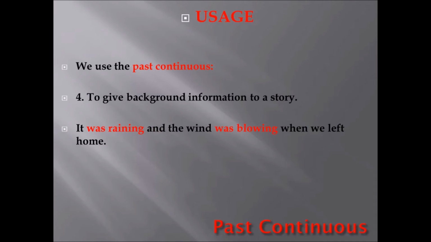And the last one, we use the past continuous to give background information to a story. For example, when we write about something, we can use the past continuous to describe the weather, for example, or any other situation, like here. It was raining and the wind was blowing when we left home.